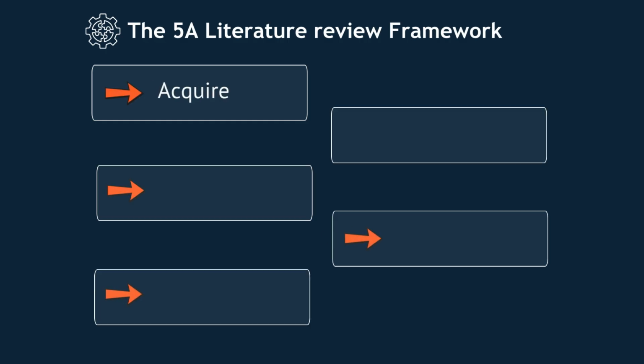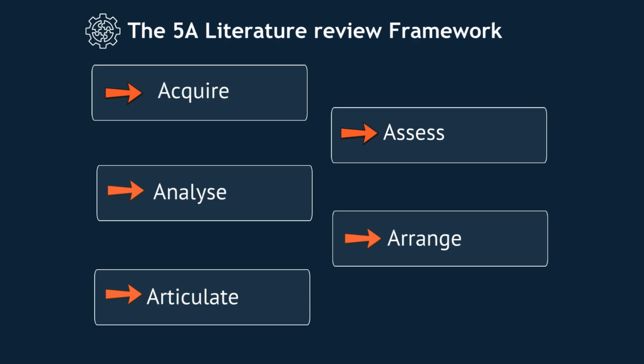This is the framework we teach in our full workshop. A1, acquire, finding the right papers. A2, assess, evaluating quality and relevance. A3, analyze, extracting findings and themes. A4, arrange, building literature matrices and synthesis tables. A5, articulate, writing critical literature reviews. Most researchers focus only on writing. Successful researchers master all 5 stages.